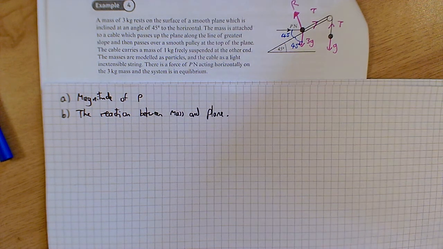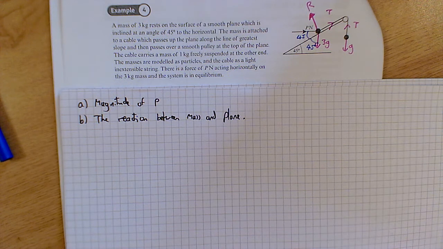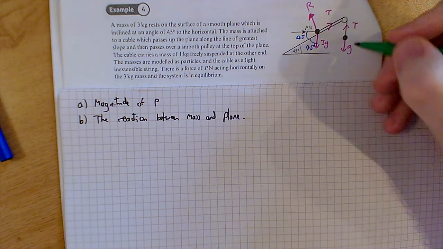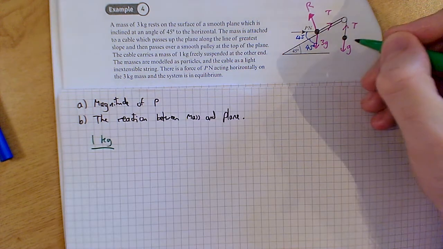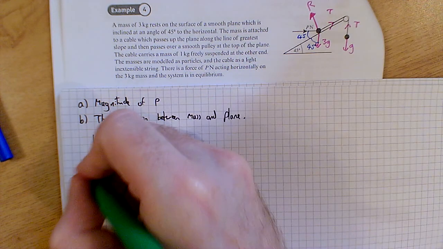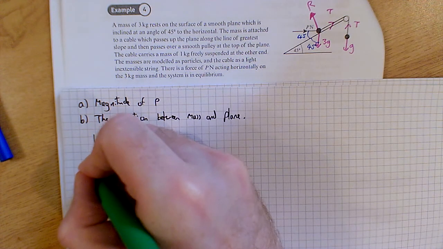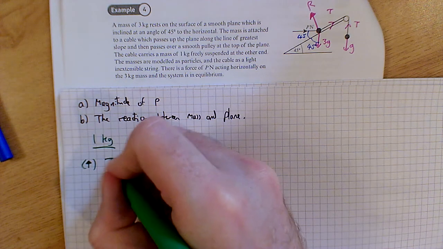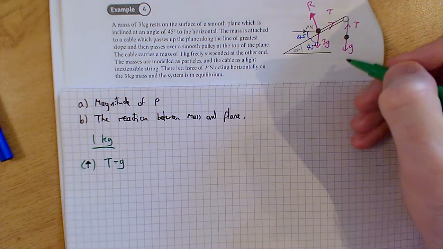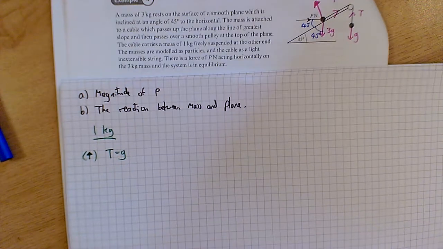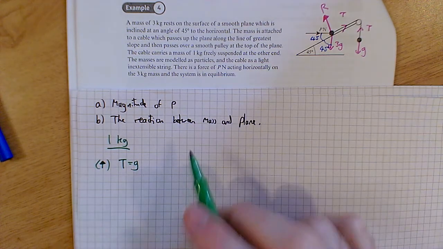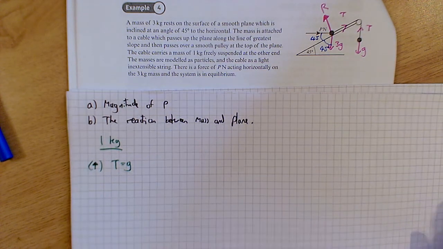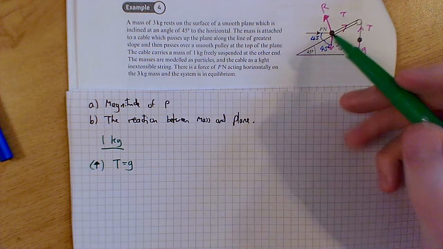So if I start with the mass on this side, so let's say for the 1 kilogram mass, so that's the one over there, we can just resolve vertically. We know it's in equilibrium, the whole system, nothing's moving. So we must have that the T is balanced with the g, otherwise it'd be moving. So the tension in the string is equal to g. Not one of our questions, but I'm sure we will use it when resolving with this one.